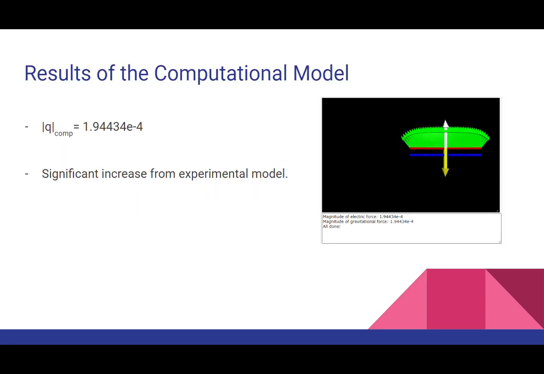Results of the computational model. This model showed that the tape had a charge of 1.94434 times 10 to the negative 4 coulombs. This is a significant increase from the experimental model previously used. On the right is a depiction of the printed out value from the computational model.